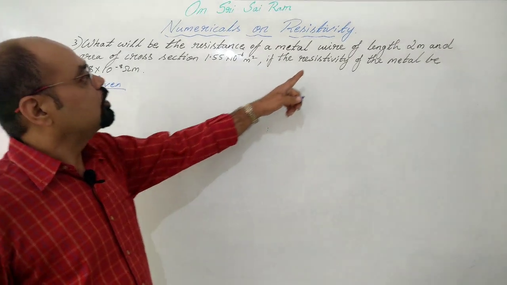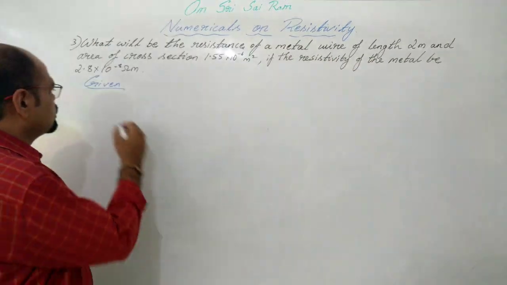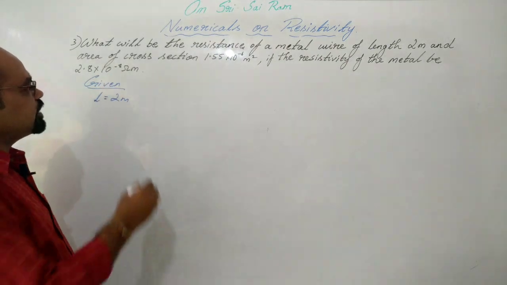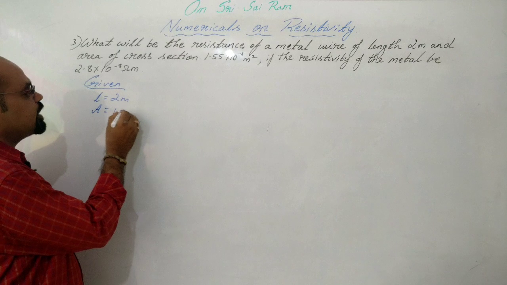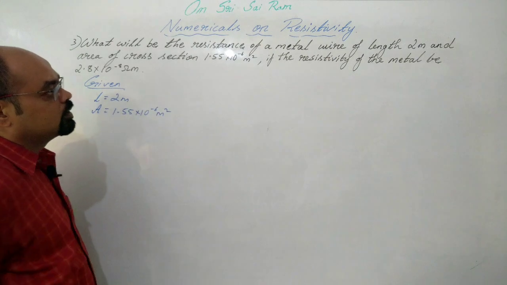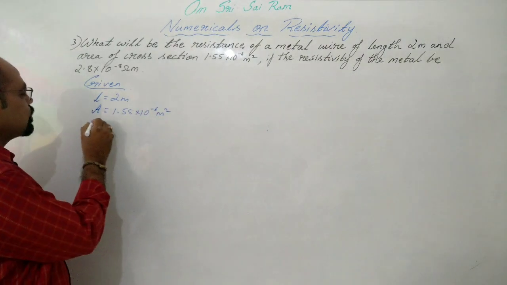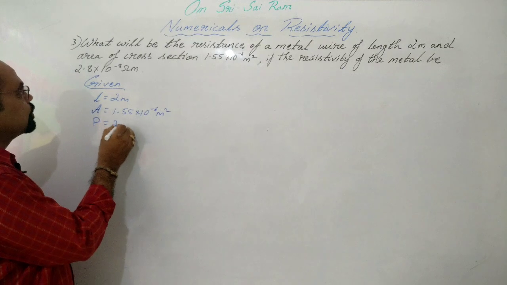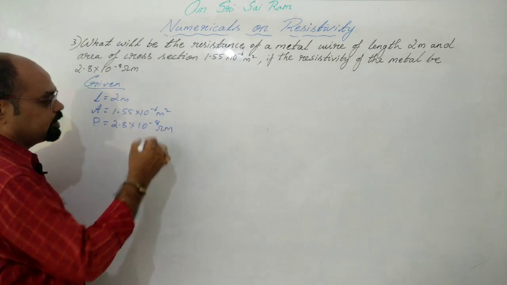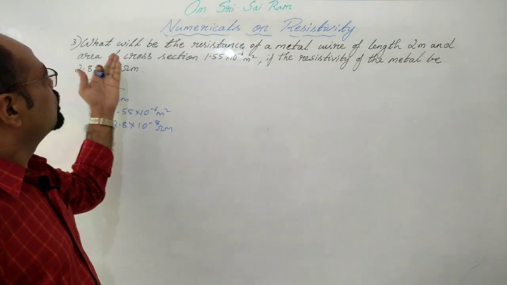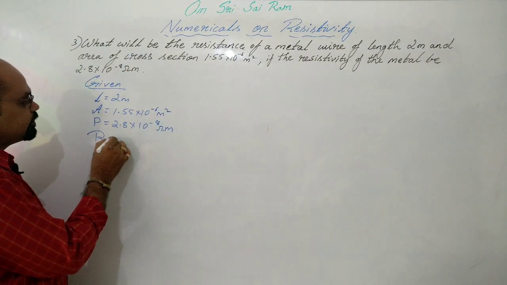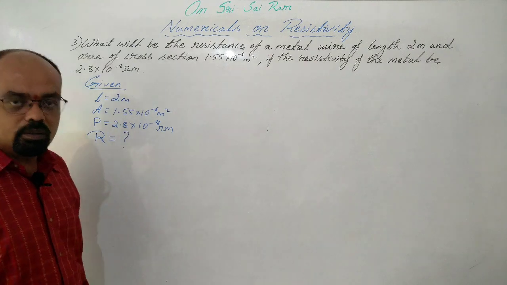Okay, so a metal wire of length 2 meter. So length of the metal wire is 2 meter. Area of cross section is given. A is equal to 1.55 into 10 to the power of minus 6 meter square. Resistivity of the metal also is given. Rho is equal to 2.8 into 10 to the power of minus 8 ohm meter. So what we have to find is, what will be the resistance of a metal wire? So we have to find the resistance. R is equal to question mark.